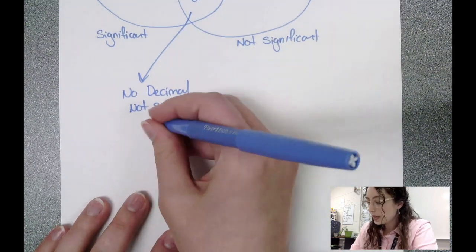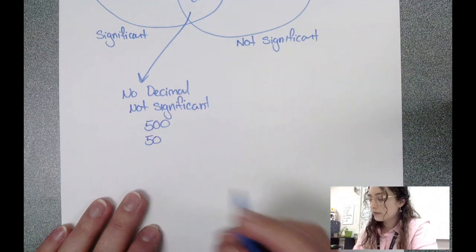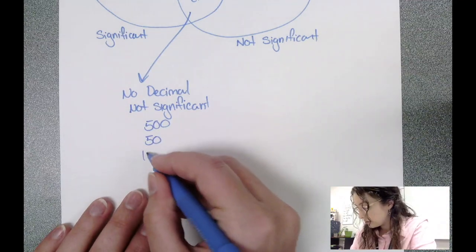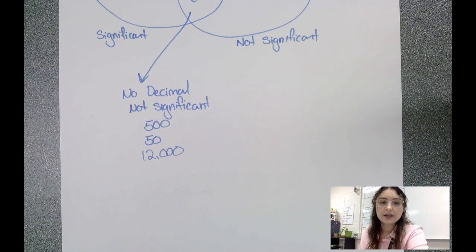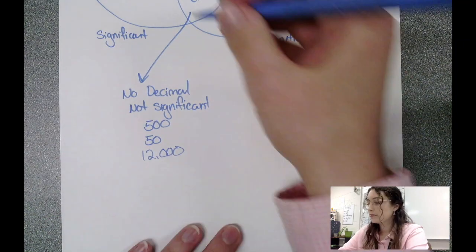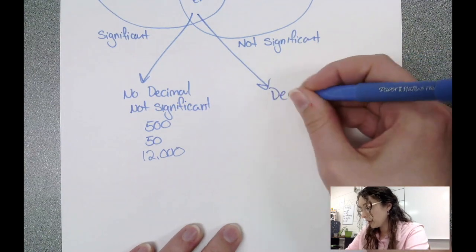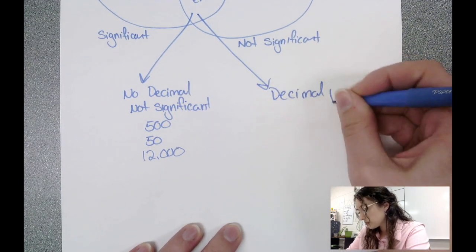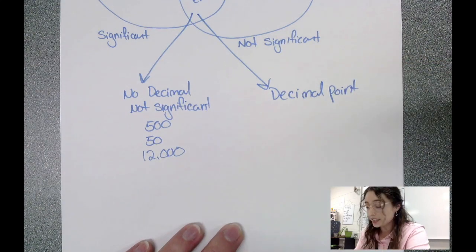So things like 500, 50, 12,000, all of those have zeros at the end that are not significant. If there is a decimal point involved, then your zero at the end is significant.